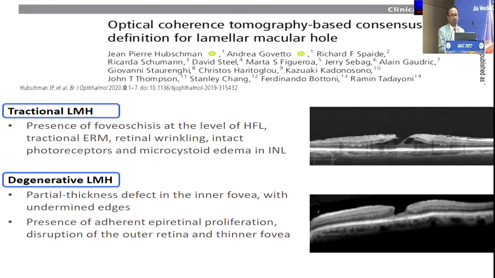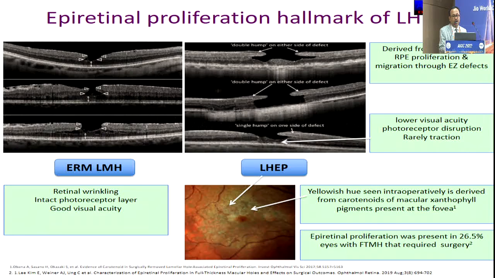The first component is tractional lamellar macular hole, where we have a typical ERM, and the degenerative lamellar macular hole, where you have some photoreceptor abnormality. Also, if you see in the lower picture, we have a degenerative lamellar macular hole where there is a presence of adherent epiretinal proliferation. It's very difficult to distinguish the membrane from the ILM.